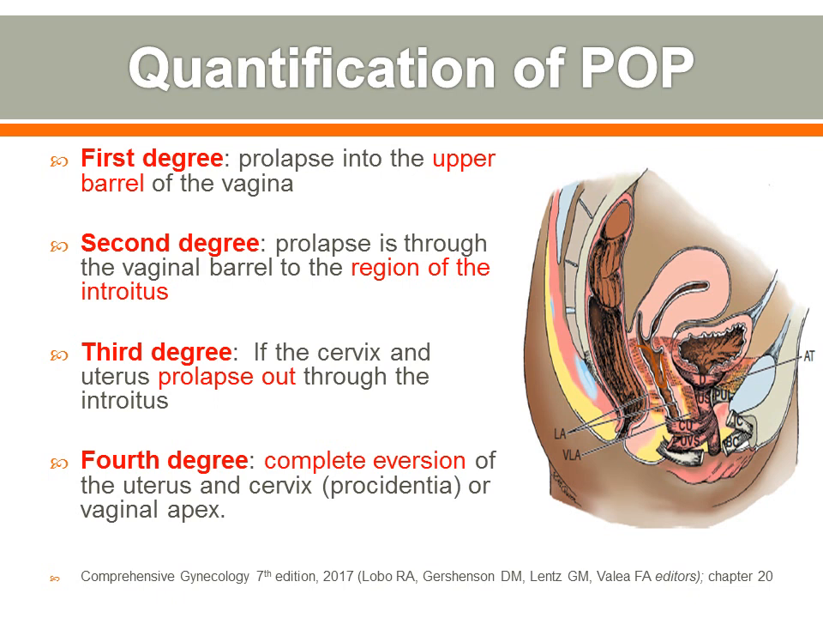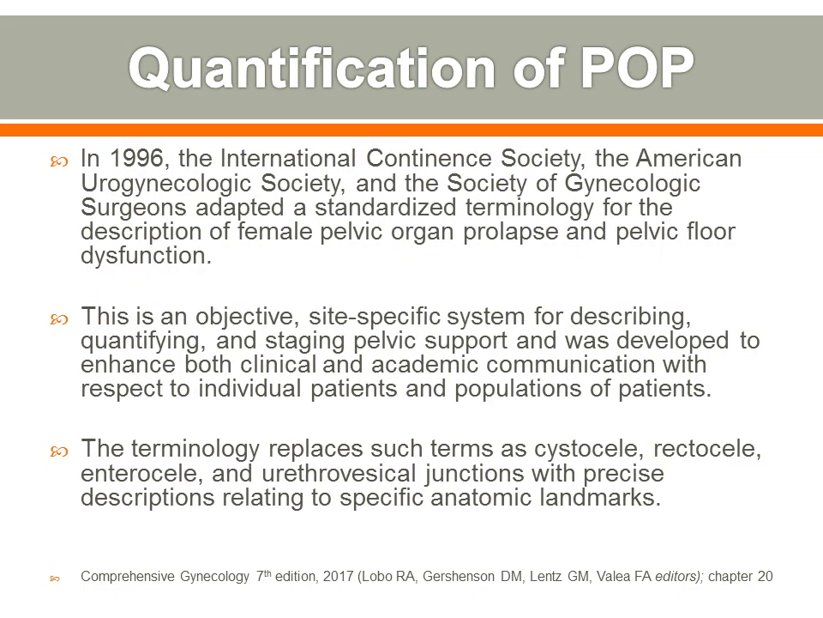For the quantification of pelvic organ prolapse, we have several systems, but in the past, we usually used this system. First degree, prolapse into the upper barrel of the vagina. Second degree, prolapse is through the vaginal barrel to the region of the introitus. Third degree, if the cervix and the uterus prolapse out through the introitus. And finally, fourth degree is the complete eversion of the uterus and cervix, which is what we call procidentia or vaginal apex. However, nowadays we have a newer or updated way of quantifying pelvic organ prolapse.